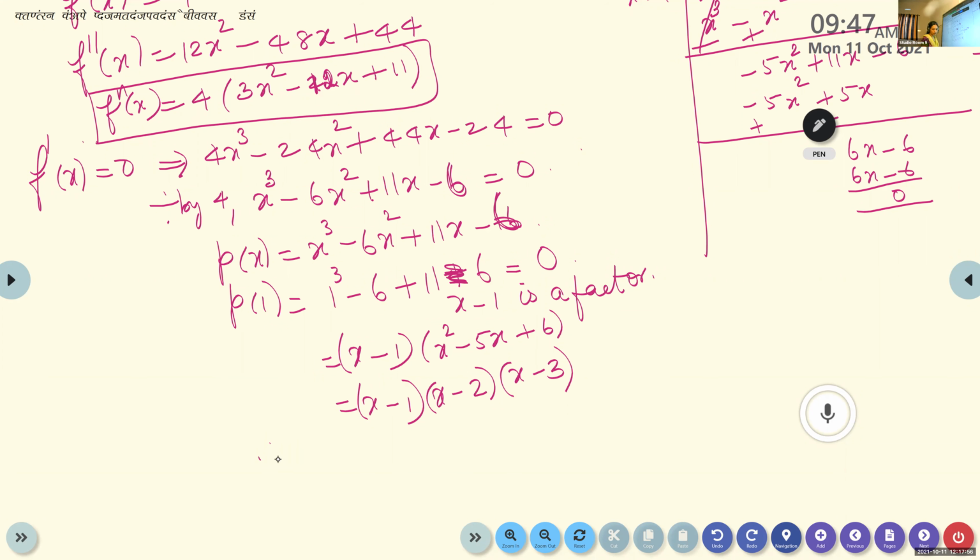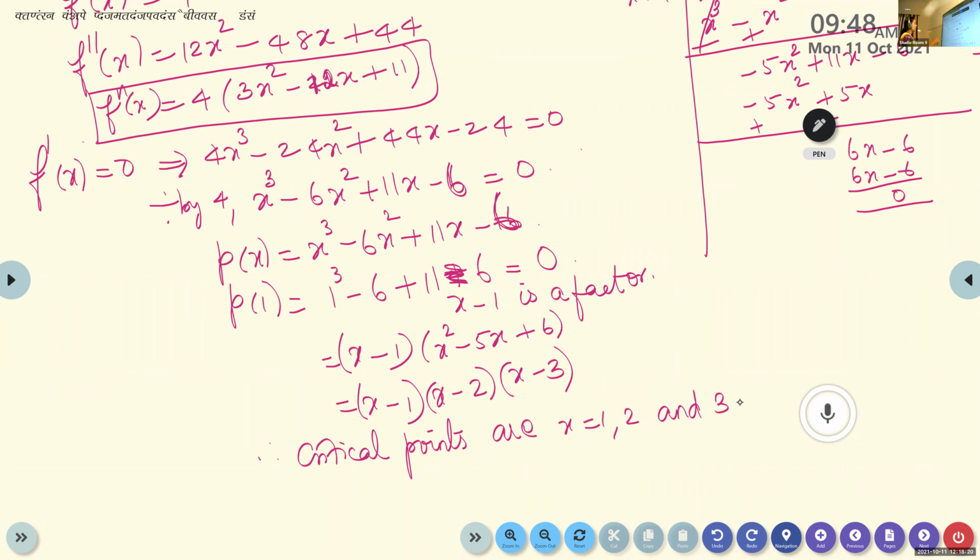Therefore, what about the zeros? The critical points: f dash of x is 0 means those points are called critical points. Therefore, the critical points are x is equal to 1, 2, and 3.